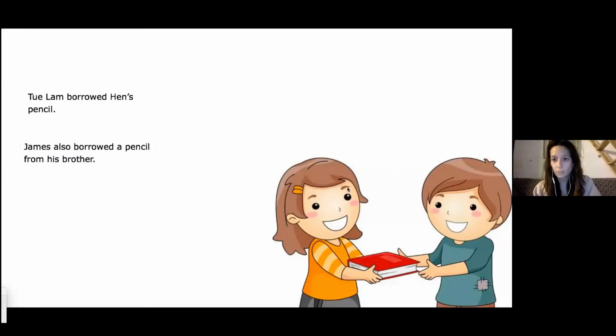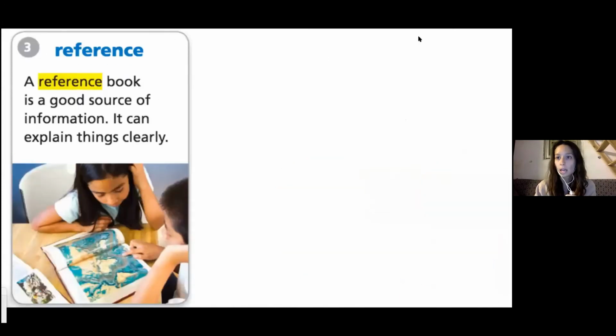Okay, I think this is a pretty easy word, right? So we all know what borrow means. If you borrow something, you must give it back. It does not belong to you. You're just borrowing it for a short time. And let's see, Lily. Oh, sorry, Meggie. Meggie borrowed Sky's pen. Thank you, Meggie. Okay, reference.